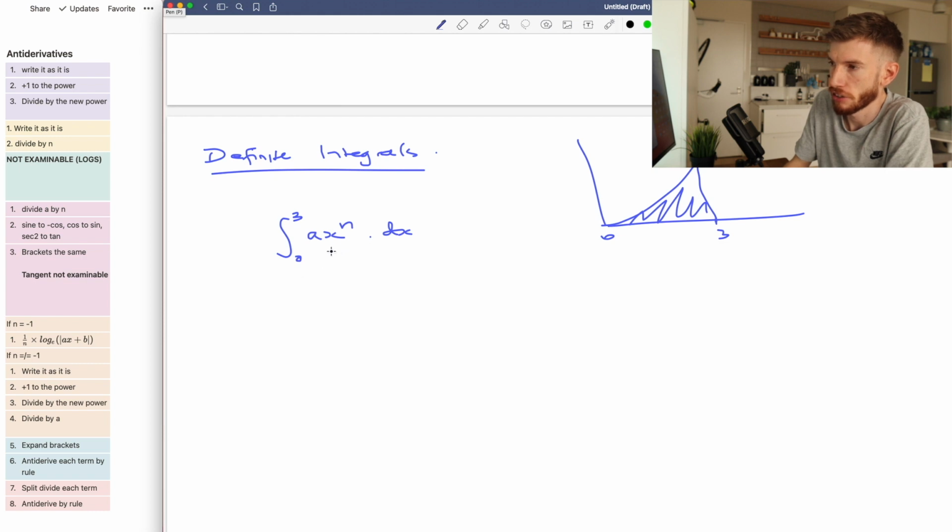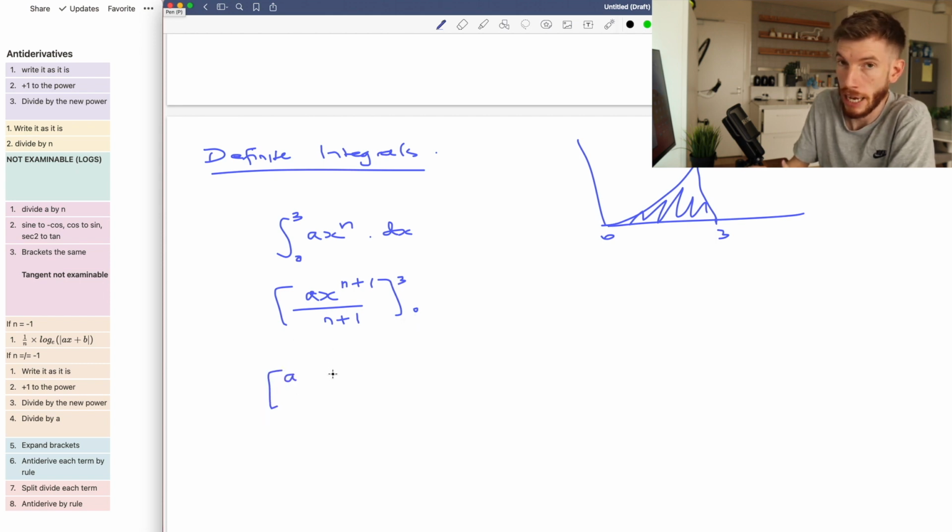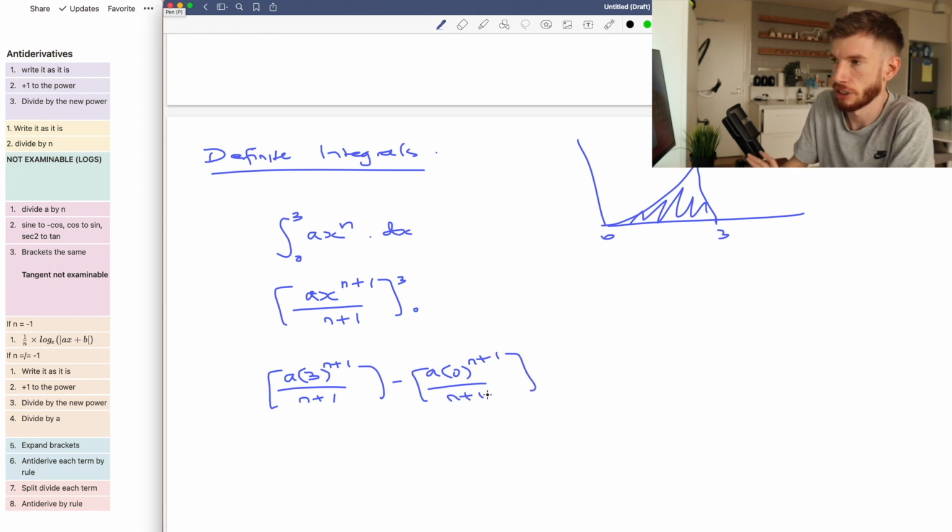So the first thing you do is just integrate by rule. That would be add 1 to the power, divide by the new power. And then the notation is you put square brackets around it, put your terminals out here now, and you're effectively going to find the difference between this expression when you sub in 3 and when you sub in 0. Obviously we don't know what a and n are, so that's not going to be shown, but it's a times 3 to the power of n plus 1 over n plus 1, take away a times 0 to the power of n plus 1 over n plus 1. Obviously, subbing in 0 is going to give you nothing. It'll cancel out, but that's the general process. The reason why we don't put the plus c is because if we did, it's going to be in both brackets, and it's going to then cancel itself out. So we don't have to worry about that at all.